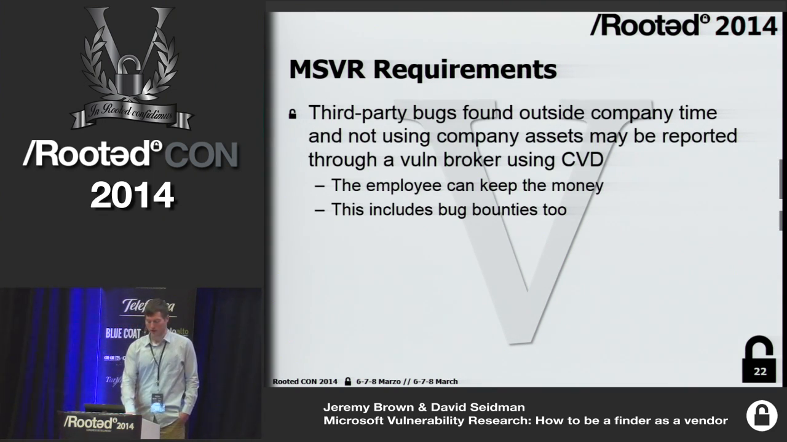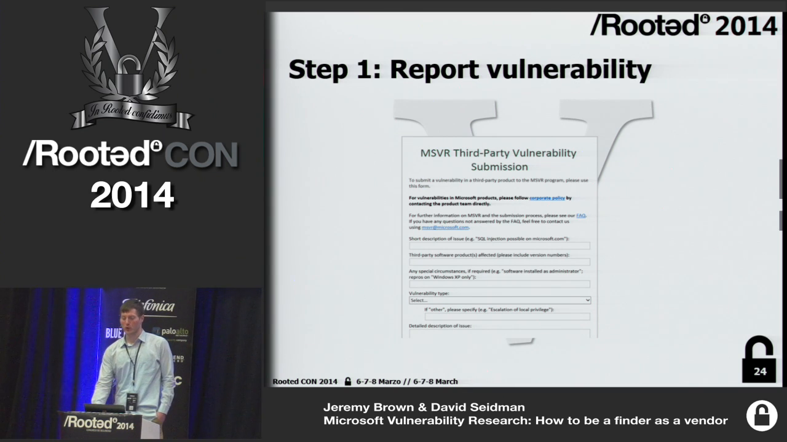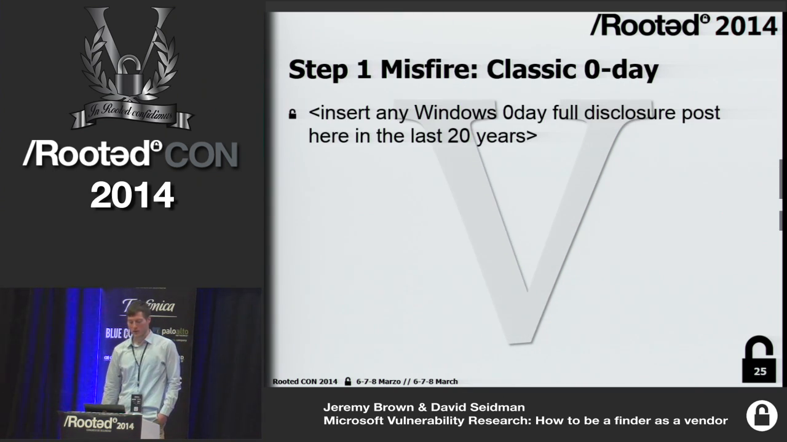Yep, exactly what I said about the third-party bugs. So, MSVR process. Step 1, report the vulnerability. Pretty obvious. What can happen if this goes wrong? Well, just look at any Windows 0-day, accidentally, incidentally, in the last 20 years. That's not exactly coordinated in this context.